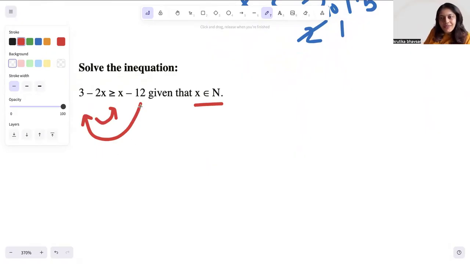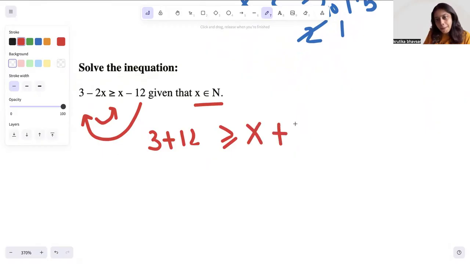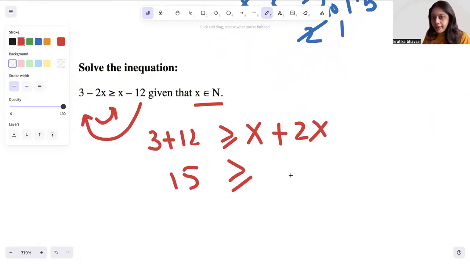Okay. So if 12 is negative here, when it comes on the other side, it becomes positive. So I have 3 plus 12 greater than or equal to sign, and 2x, if it goes there, it becomes positive. Okay. So what do I have? 15 is actually greater than or equal to 2 chocolates plus 1 chocolate. Always treat your variables like an item that you love very much. I love chocolates. So here we have 2 chocolates plus 1 chocolate, 3 chocolates.